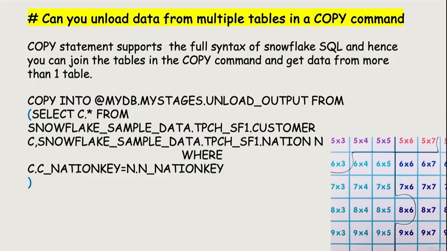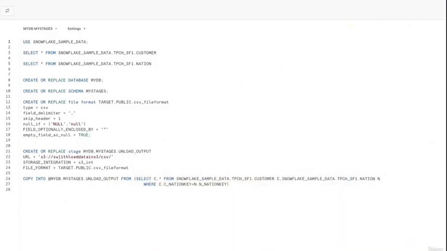So being able to join tables in the copy into command to unload data is very, very useful. So coming back to the question, can you unload data from multiple tables in a copy command? The answer is yes. And Snowflake supports the entire syntax of Snowflake. You can use all the functions that Snowflake provides and everything else that Snowflake provides within the copy command in order to unload the data. Let us jump into a demo to see how we can join two tables in the copy command as we try to unload the data.